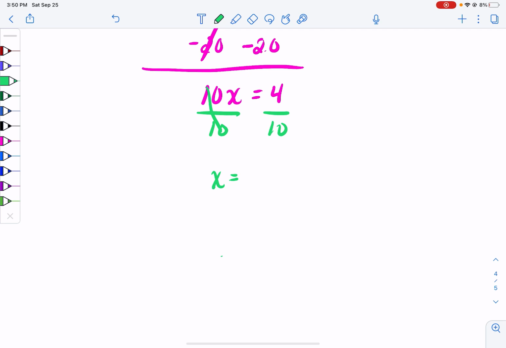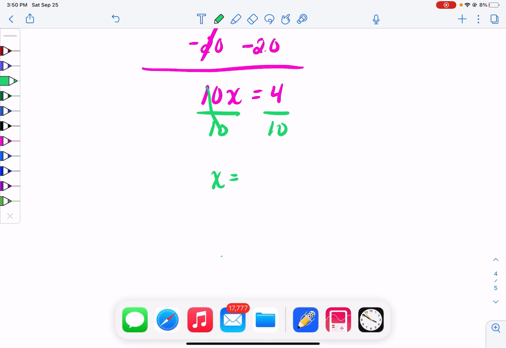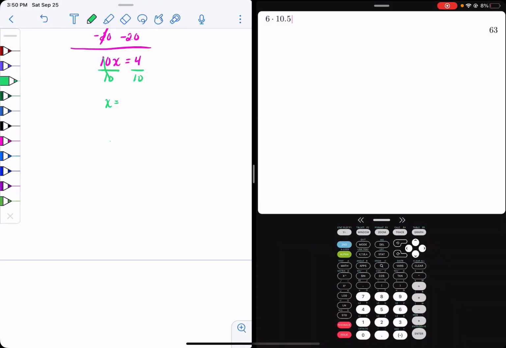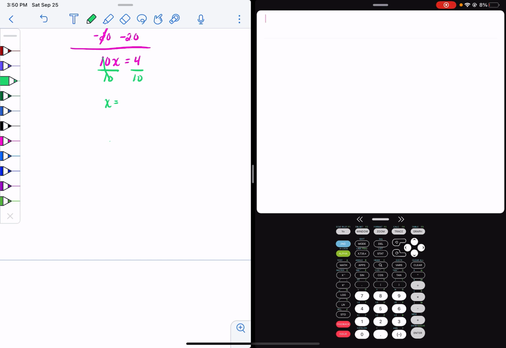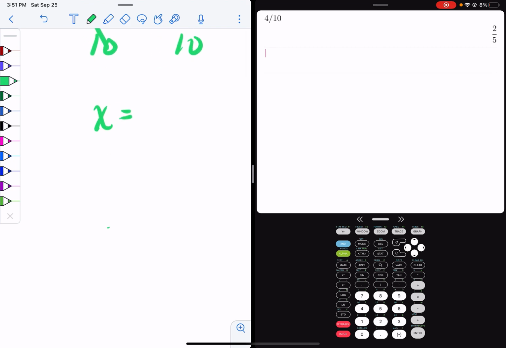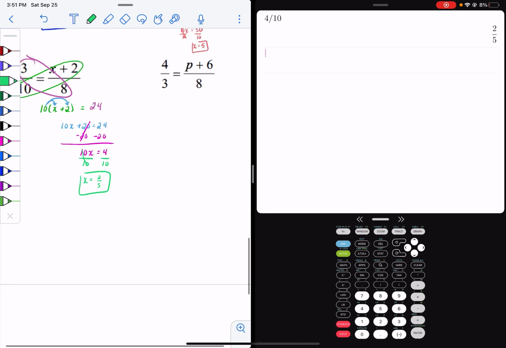4 divided by 10. I'm actually going to show you a trick on the calculator. I'm going to do 4 divided by 10, hit enter, and that just becomes 2/5. So I don't really want to see a decimal, I actually do want to see a fraction. So I'm going to say 2 over 5. And that's your final answer.